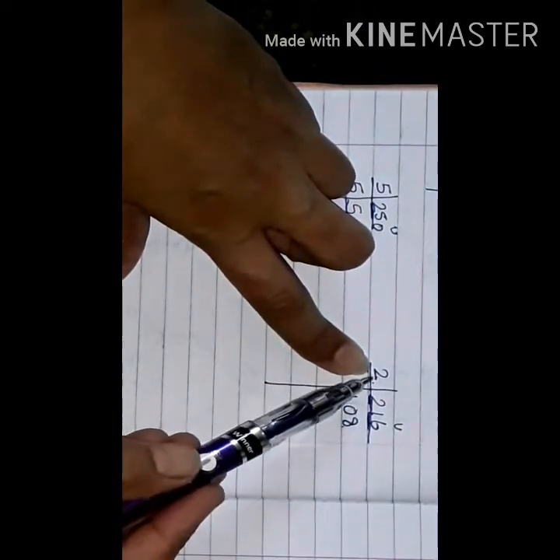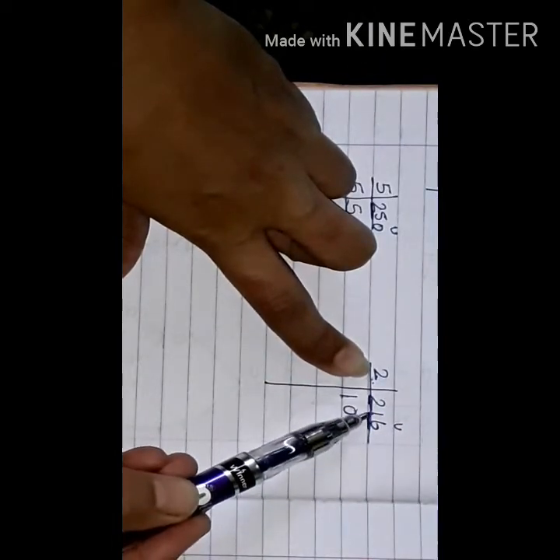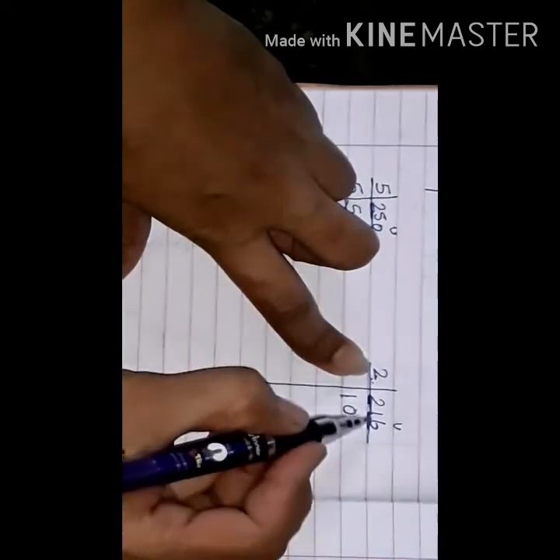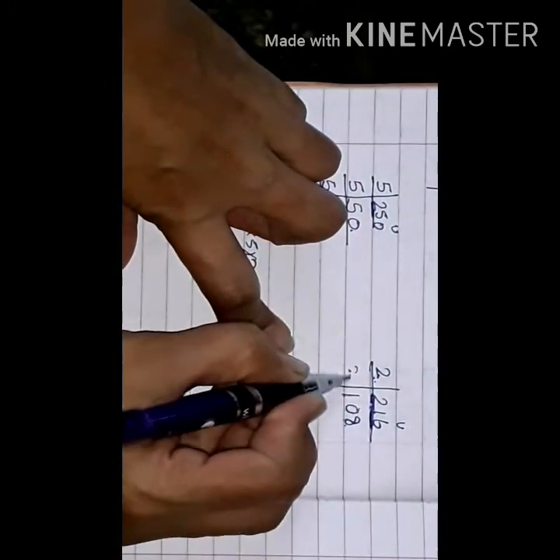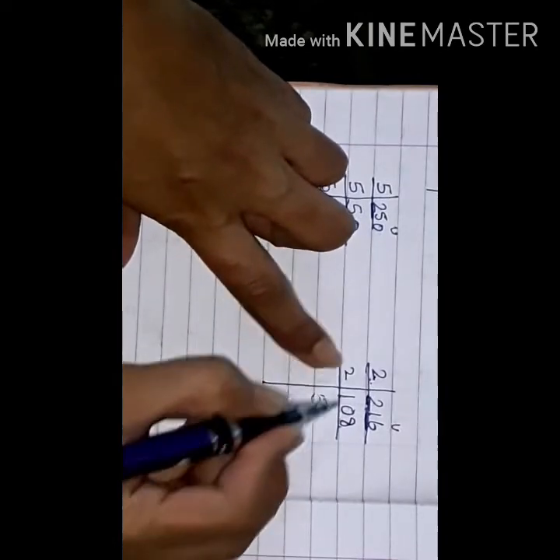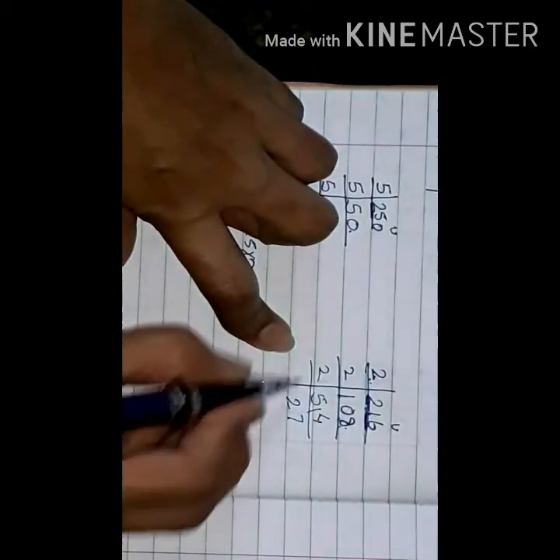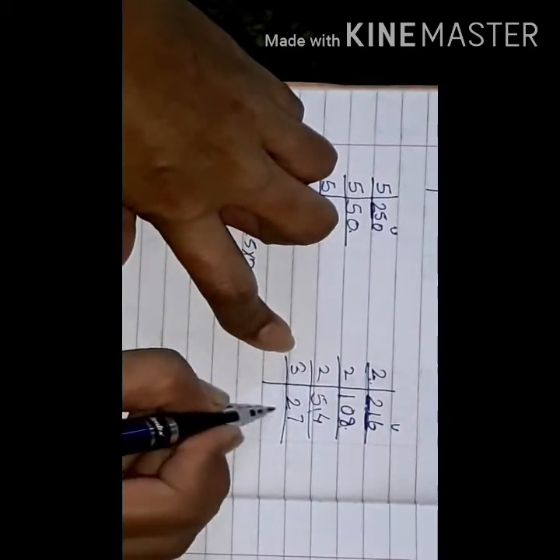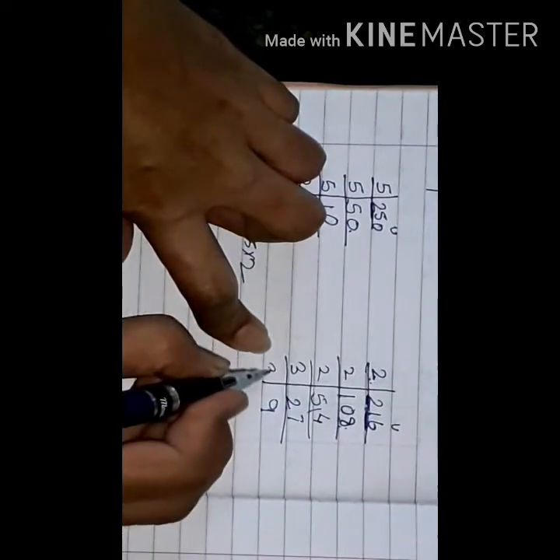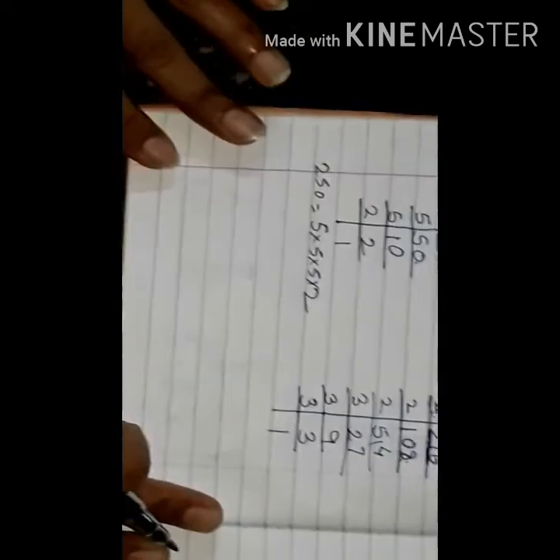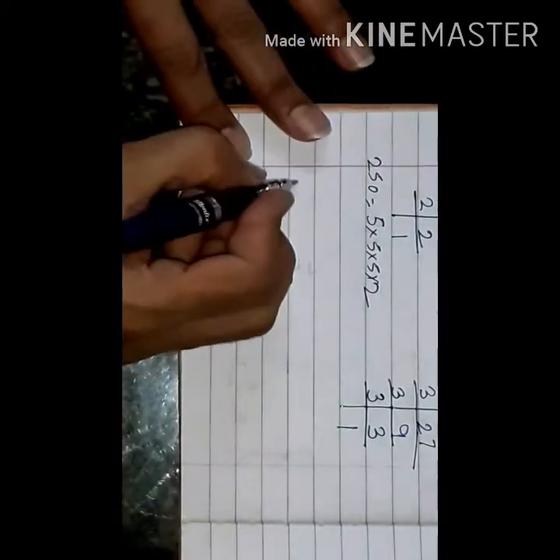I'll explain once more. 2 1s are 2. 1 doesn't come in the table of 2, so we take 0, and this number will get 16. 2 8s are 16. Then solve it in the same way. 2 5s are 10. 2 4s are 8. 2 2s are 4. 2 7s are 14. 27 comes in the table of 3. 3 9s are 27. 9 comes in the table of 3. 3 3s are 9. And 3 1s are 3. Got it? I'll explain in the horizontal form as well.